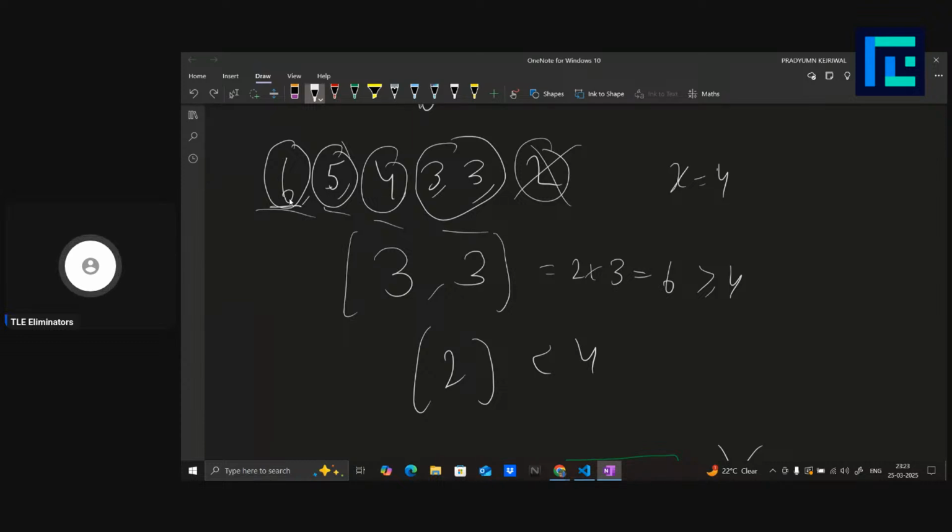So I hope that is clear. If it is clear, then give me a yes in the chat. And if it is not clear, then you can ask. I'll show the code as well.